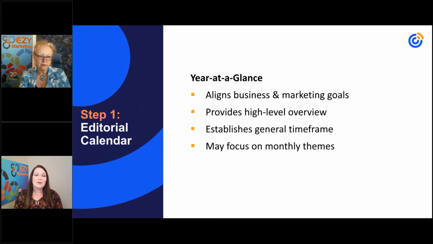So the first step in our plan is to create an editorial calendar. This is something we like to do on an annual basis to align your marketing goals with your business goals. Think of it as a year at a glance. It's basically a high-level overview of the things you want to focus on this year and a general time frame for each. How you break that down is going to depend mostly on what industry you're in, but we're going to give you a few examples to get the wheels turning.